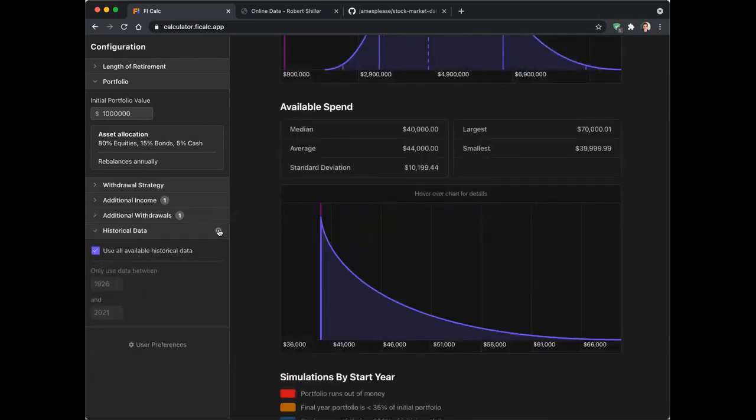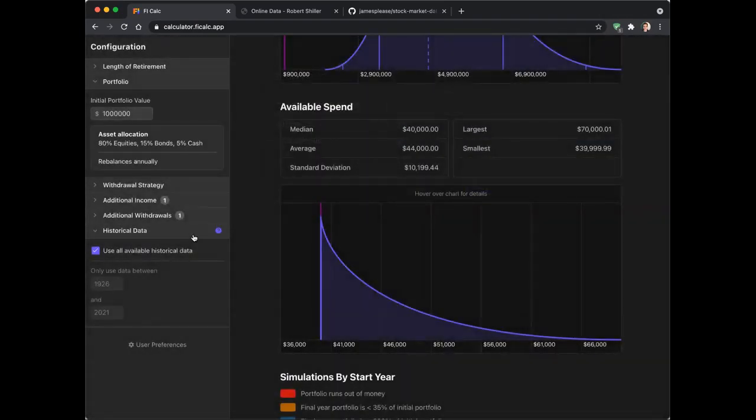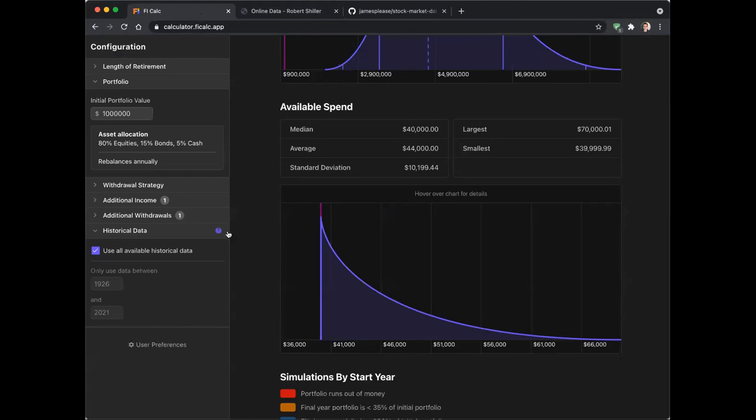Cool. So moving on down to historical data, the full data set goes back to 1871. But you might want to restrict your data for different reasons. So for example, one reason that you might want to is that the S&P 500 didn't exist before 1926. So if you look, Robert Shiller describes how he creates this data for 1871 through 1926. You might read that and say, hey, that sounds kind of weird to me. I don't want to trust that. I don't want to include that data.